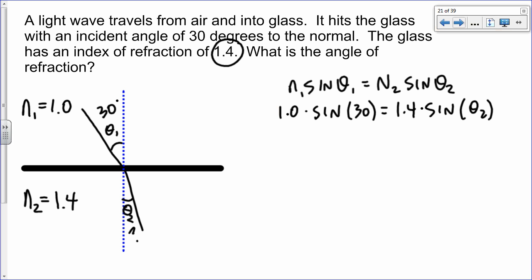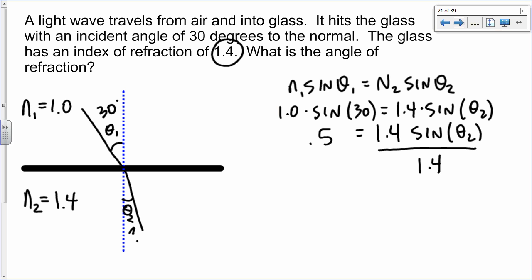So 1 times the sine of 30, that's equal to 1.4 times the sine of theta 2. Now, this takes a little bit of work here, right? So follow along with me, please. We want to get that angle by itself. So first of all, let's divide by 1.4. So 0.5 divided by 1.4 is 0.36. Right? 0.36 is equal to the sine of angle 2.